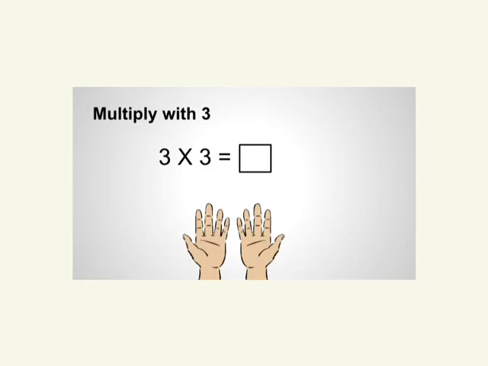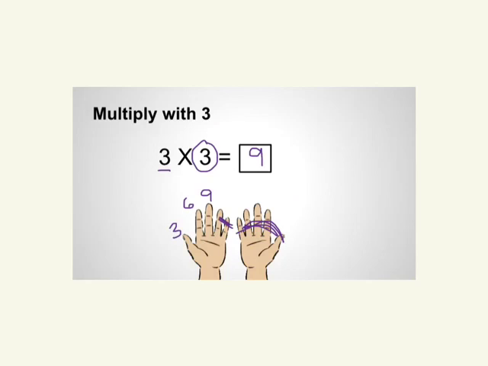First of all, using your fingers. We know that we have 3 groups of 3, so we are going to count by 3 times. And so I can hold up 3 fingers. I'm going to cross off my extra fingers here so I don't count them. And I start with 3, 6, 9. And so I know 3 times 3 equals 9.